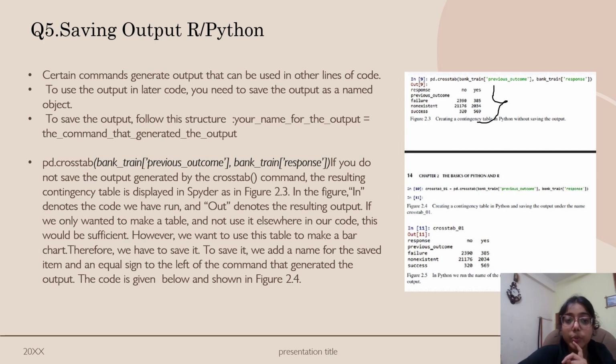Out denotes the resulting output. If we only wanted to make a table and not use it elsewhere in our code, this would be sufficient. However, we want to use this table to make a bar chart. Therefore, we have to save it.